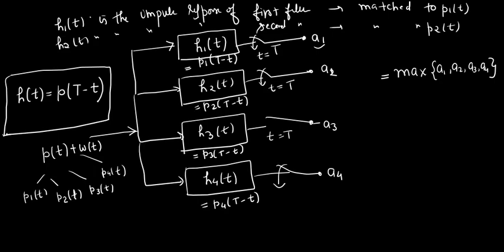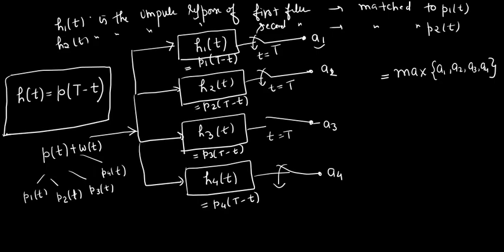We are going to say whether P1 was transmitted, P2 was transmitted, P3 was transmitted or P4 was transmitted. If P1 is the maximum output, then P1 was transmitted. Yes, if A1 is maximum. If A2 is maximum, it means most probably P2 was transmitted.